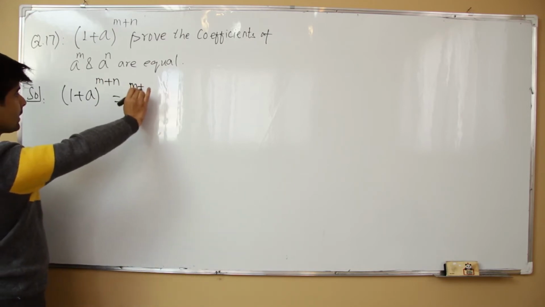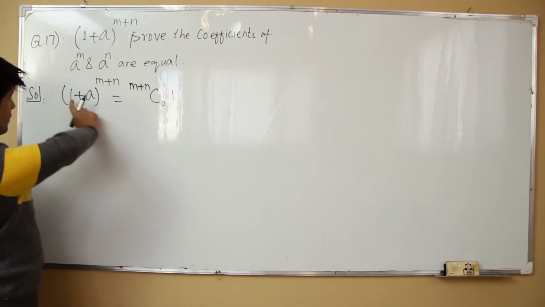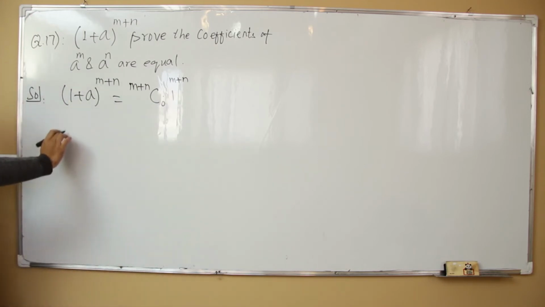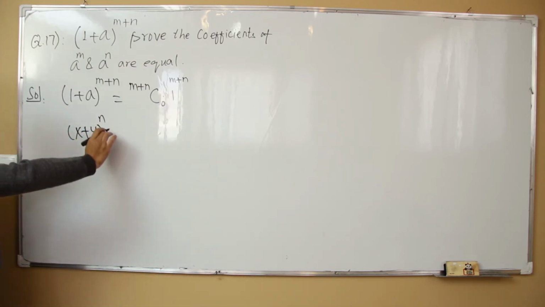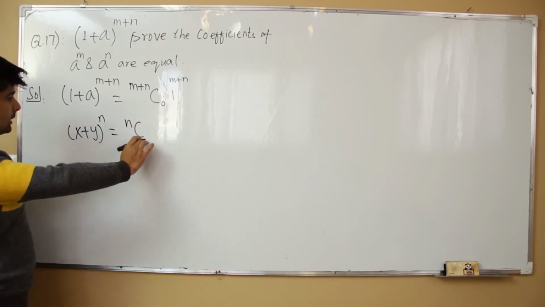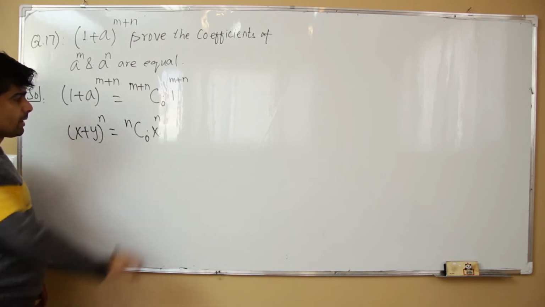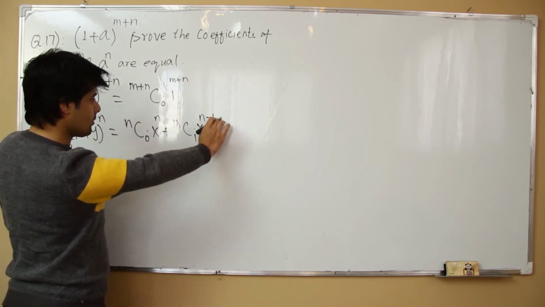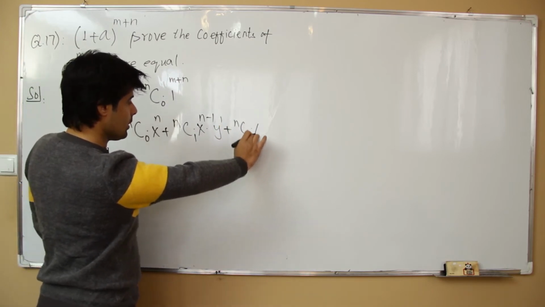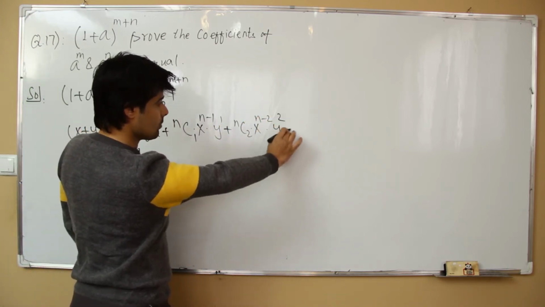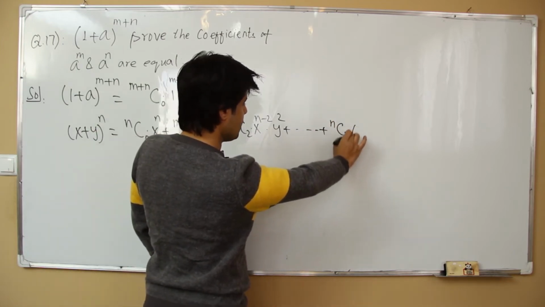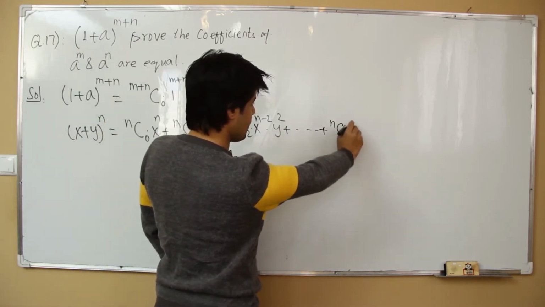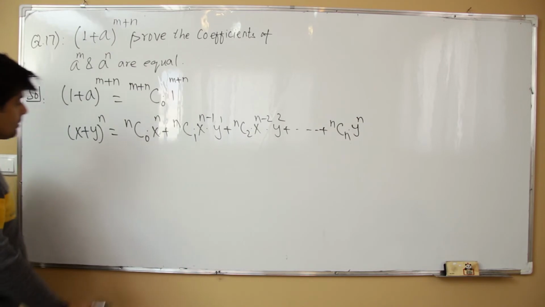It is (m+n)C0 times 1 raised to the power m + n. Am I right? I want to say, if we want to talk about (x + y) raised to the power n, it is nC0 x to the power n. Then the next term is nC1 x to the power n minus 1 y raised to the power 1, nC2 x to the power n minus 2 y square, up to nCn x to the power 0 and the next y raised to the power n. This is the expansion for this binomial.